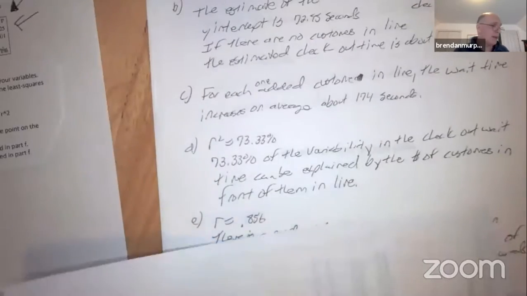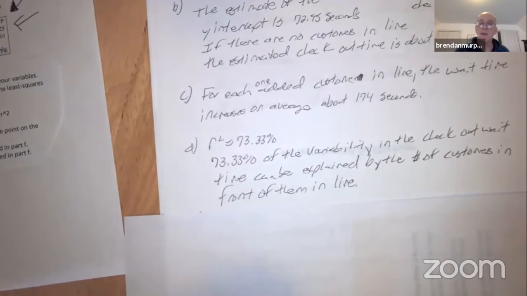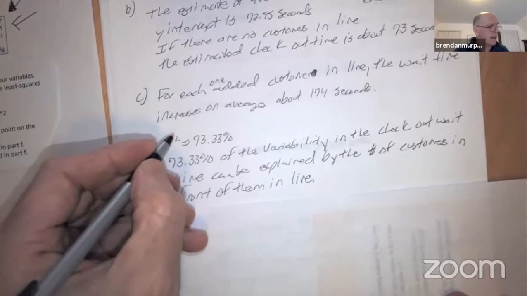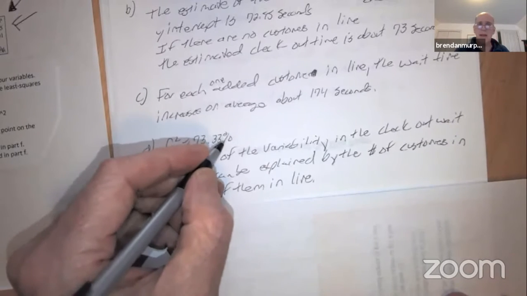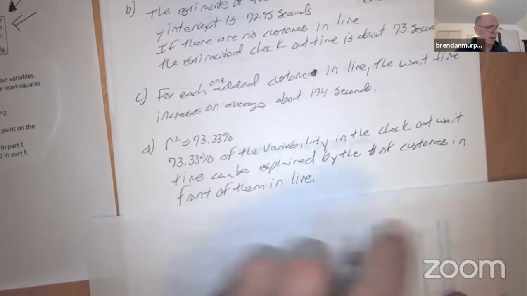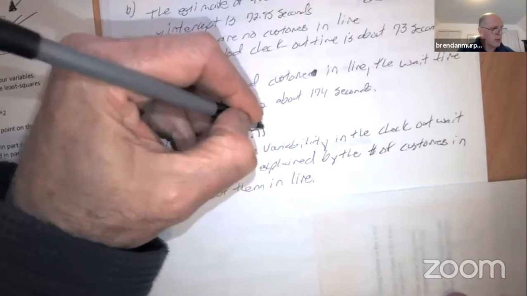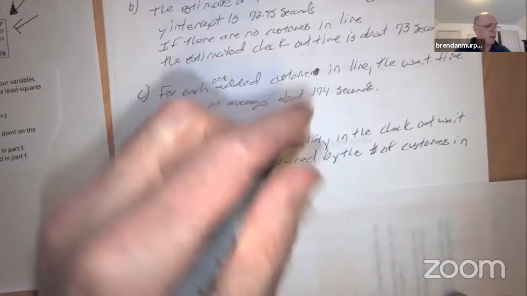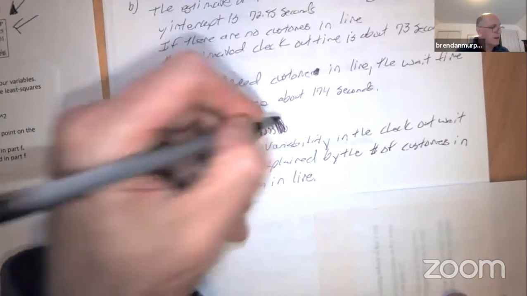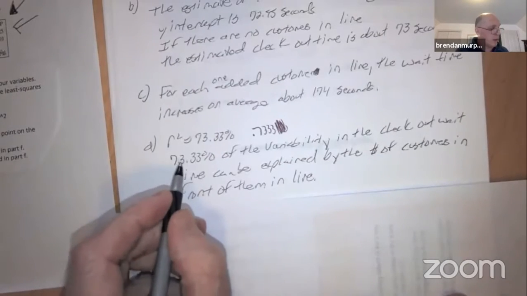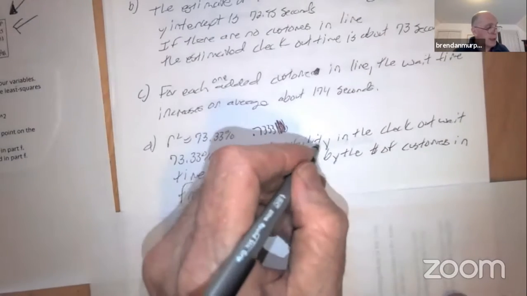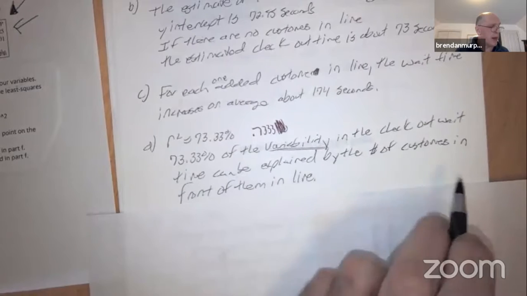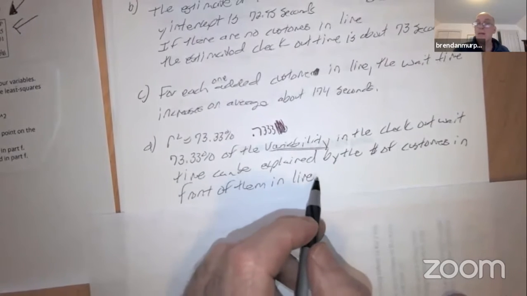The interpretation is a little bit more difficult, and honestly, some of my students will struggle with this. So I said R squared was 73.33%. If you had that as a decimal, that's perfectly fine, but don't combine the 2. If you want to do percents, that's fine. If you want to do decimals, that's fine, but don't combine the 2. And I said about 73.33% of the variability, that's the key word, in the checkout wait time can be explained by the number of customers in front of them in line.